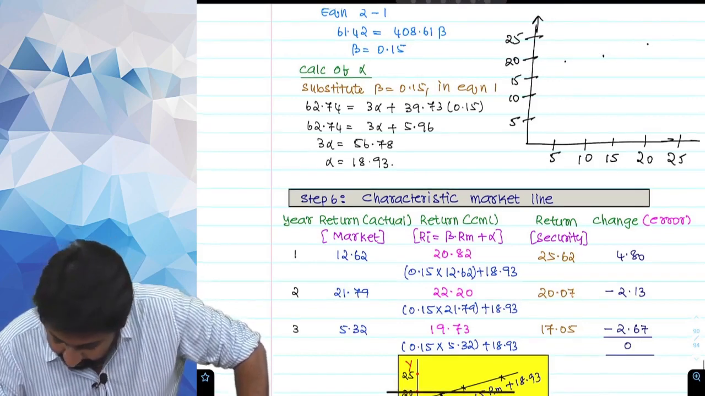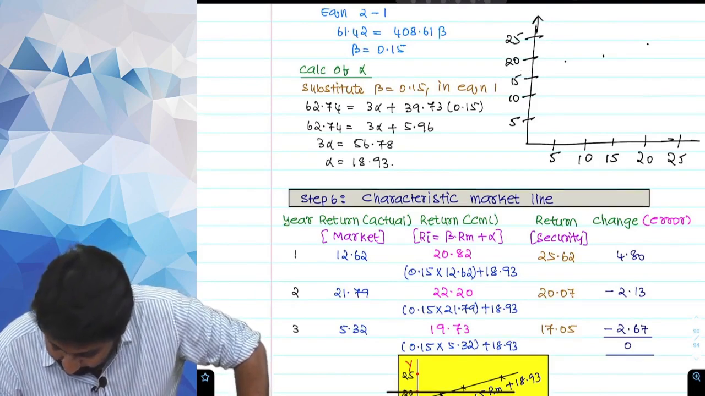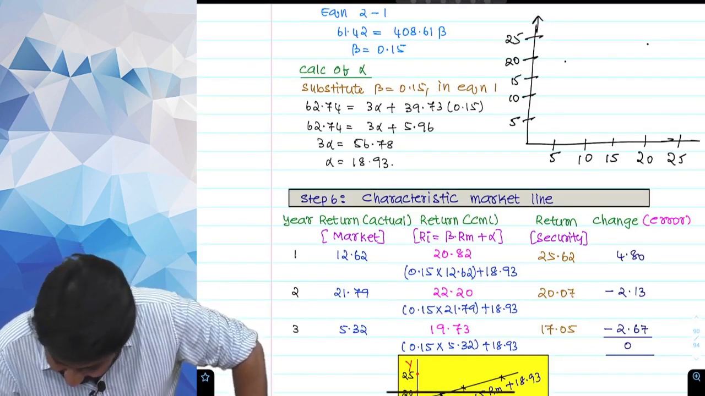Okay, I will do one thing. There is a small accuracy error. I will do one thing. See here.